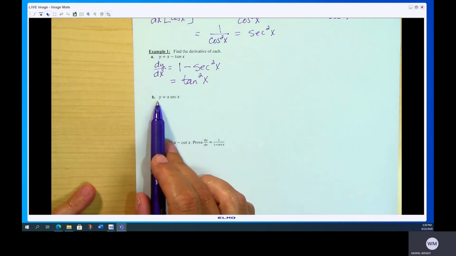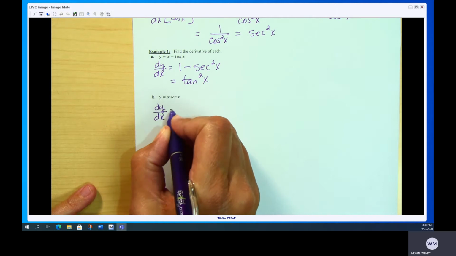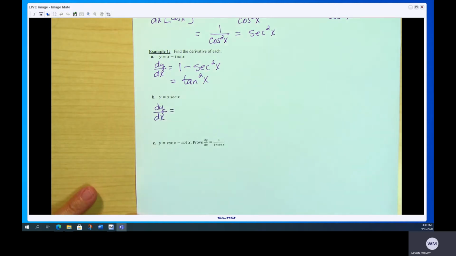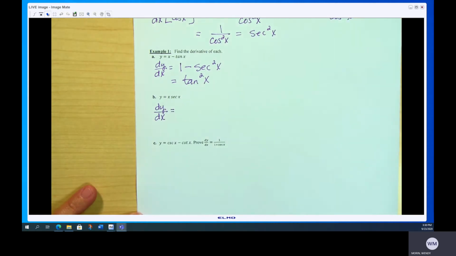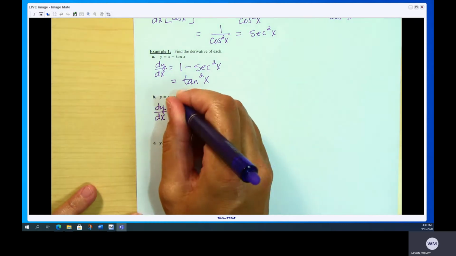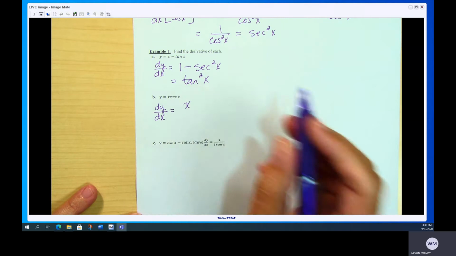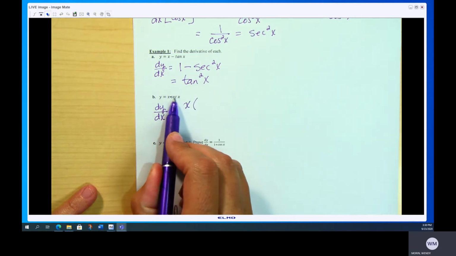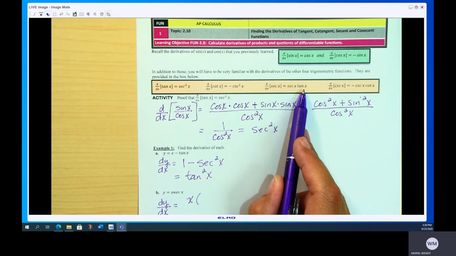Okay, let's go ahead and try B. The derivative of y with respect to x, dy dx, or y prime. Okay. What do you think we should use on this one? You should recognize that as a product. That is x times the secant of x. So we're going to use the product rule. The first factor times the derivative of secant x. Again, that's a new one. So if we look up here, the derivative of secant x is secant tangent.